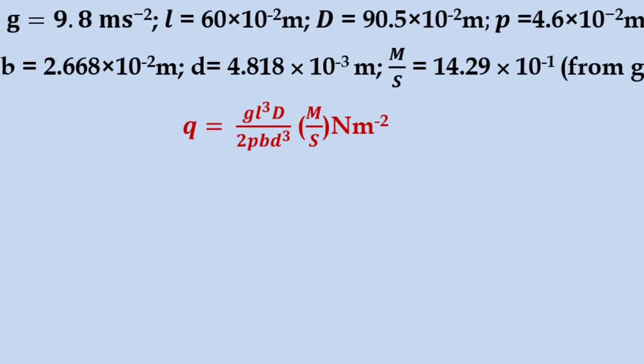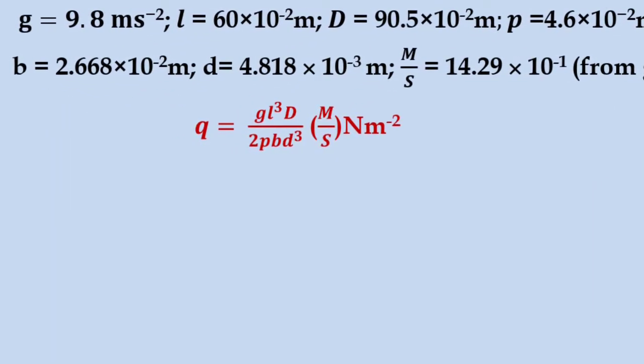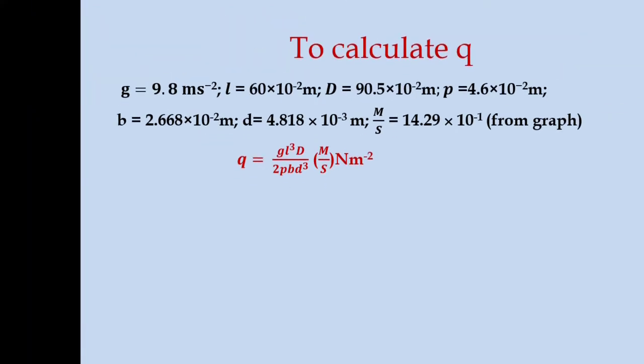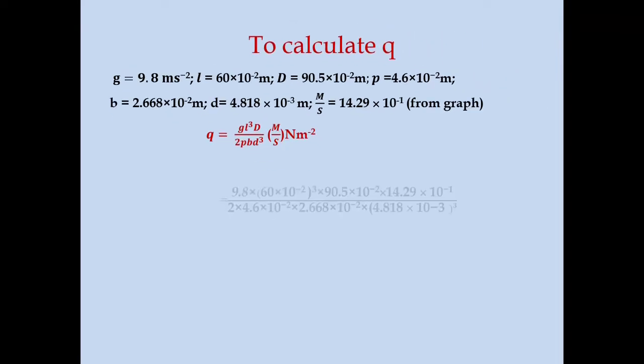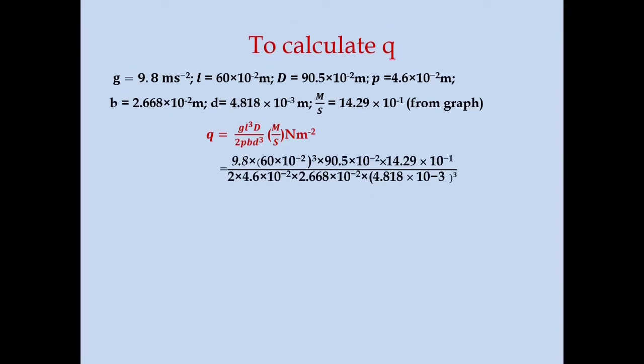And the formula for the Young's modulus calculation is Q is equal to mg L cube d divided by 2p b d cube s. So yes, this is the formula. We have got M by S from the graph, so I have taken it separately and written it at the end. So Q is equal to g L cube d divided by 2p b d cube into M by S. Now let us substitute all these values.